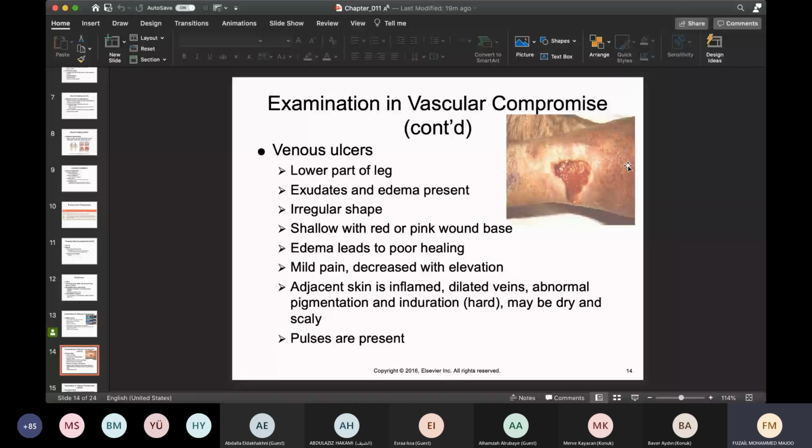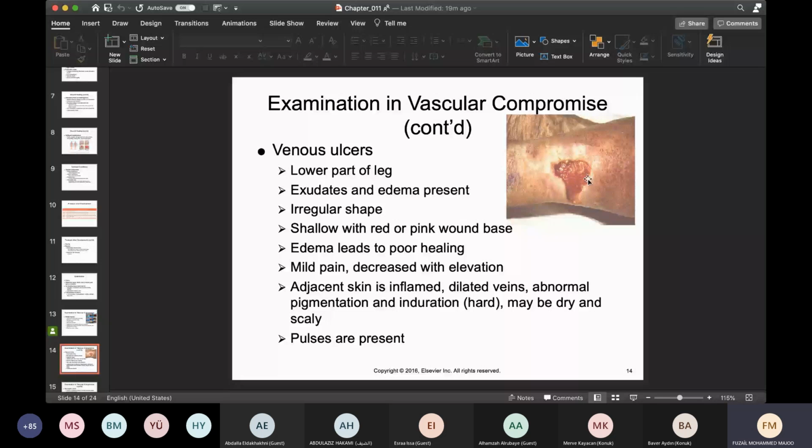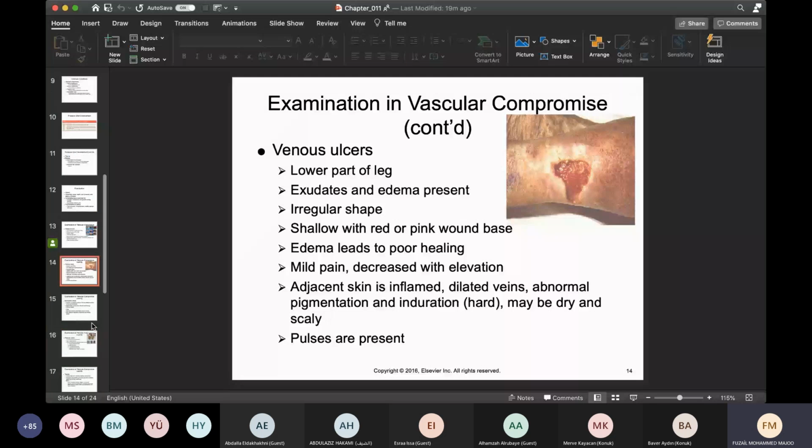You'll see abnormal pigmentation. Again, you can see that present over here. And if you were to palpate the tissue, it would be hard. You can also see that the skin is rather dry over there. When you check for distal pulses, you will be able to feel them. So that's palpable.